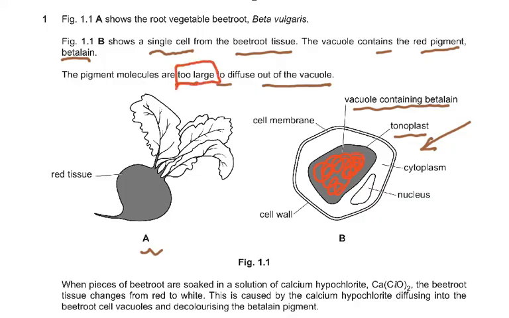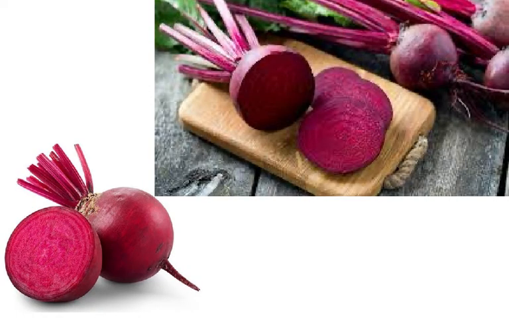Look at everything in the question. Now this is the red tissue, and this is one cell, a single cell from the beetroot. Now I want you to look at the beetroot. This is what the beetroot looks like, and I am sure you must have eaten it. We have it in our salads, we boil it, and we can also have beetroot juice, which is very good for health. In Urdu, it is called chukandar, and I'm sure you must have heard of it in whichever country you're living in.